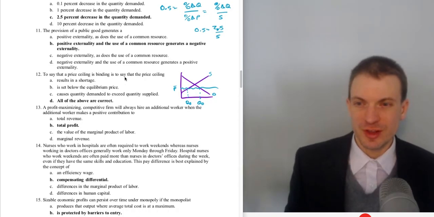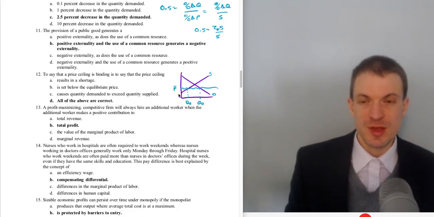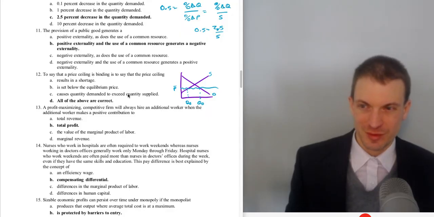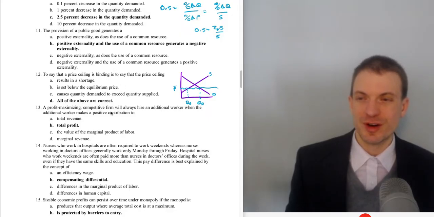To say a price ceiling is binding is to say the price ceiling results in a shortage. So a binding price ceiling, I've drawn here, must be below the equilibrium. It means it's not allowing the price to adjust upward. So here's the quantity supplied, here's the quantity demanded. Quantity demanded is bigger than quantity supplied. That's a shortage. It's set below the equilibrium price, indeed, and causes quantity demanded to exceed quantity supplied. That's exactly what we mean by shortage. So all the above are correct.